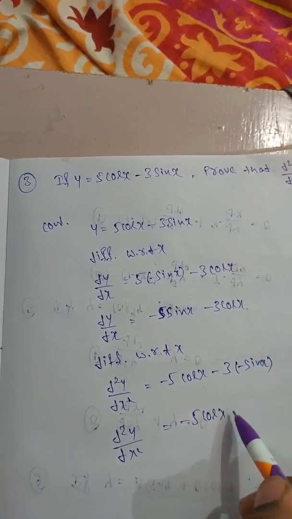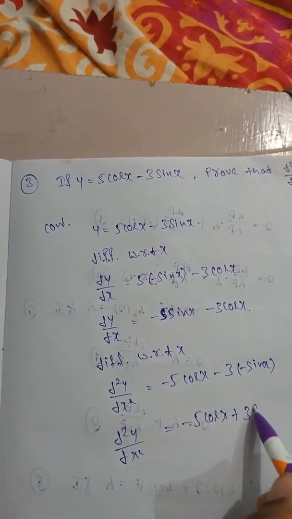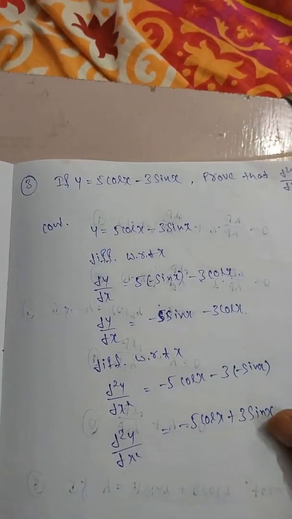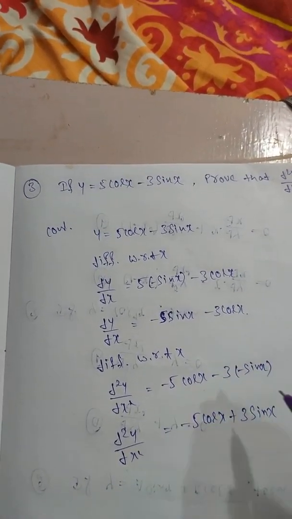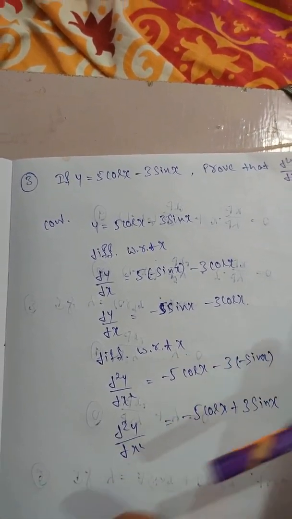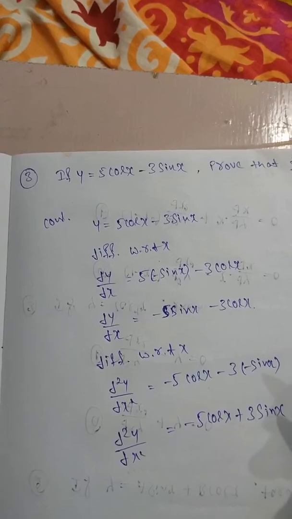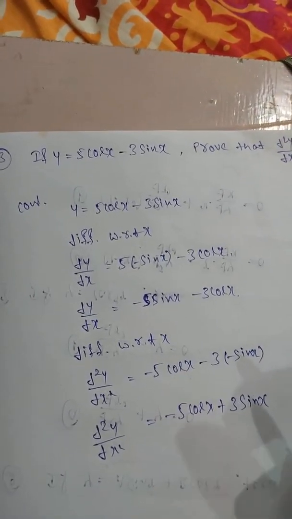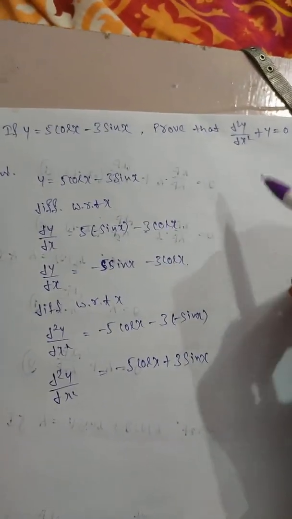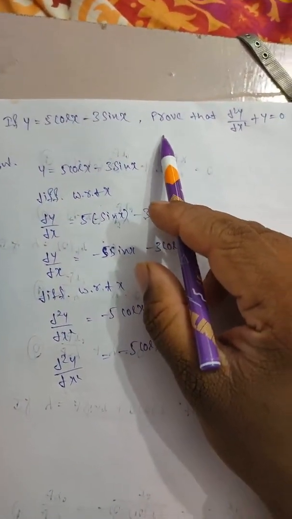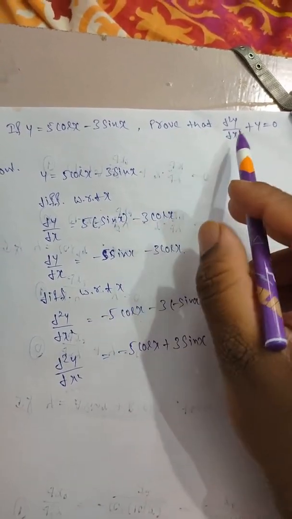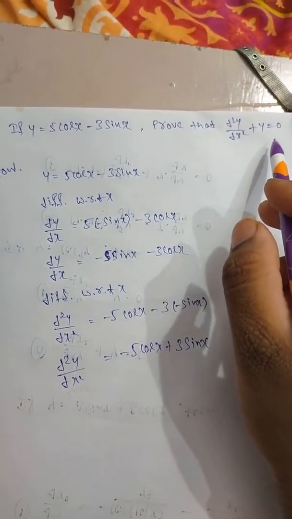This minus will become plus 3 sin x. The differentiation part is complete. Until the last problem, we were doing this much only. Here in this question they have added an extra condition. You want to prove that d square y by dx square plus y is equal to 0.